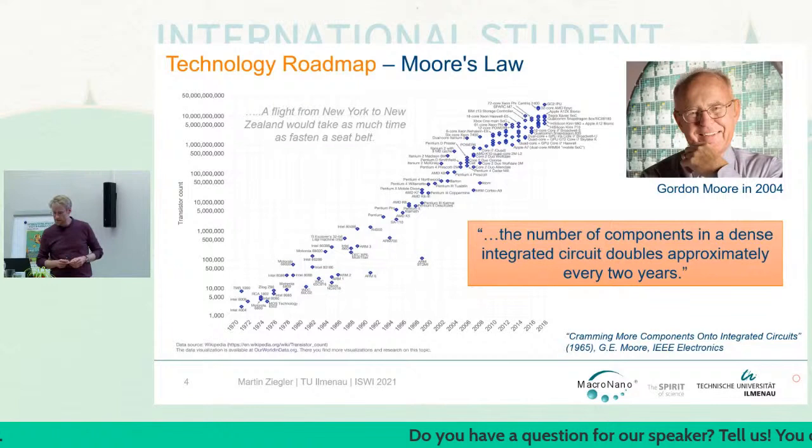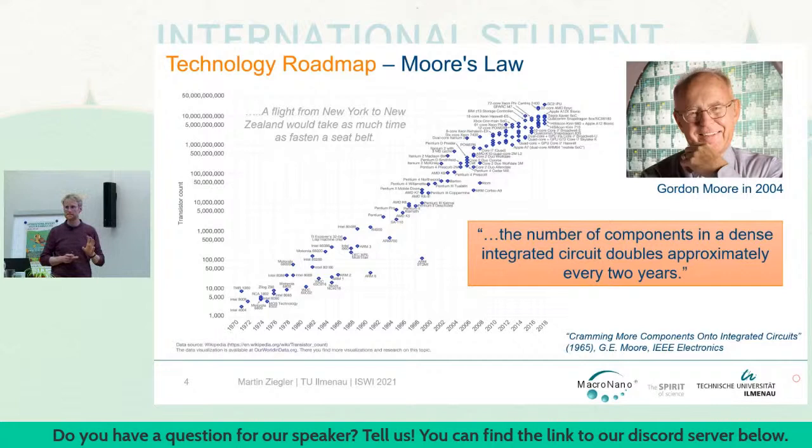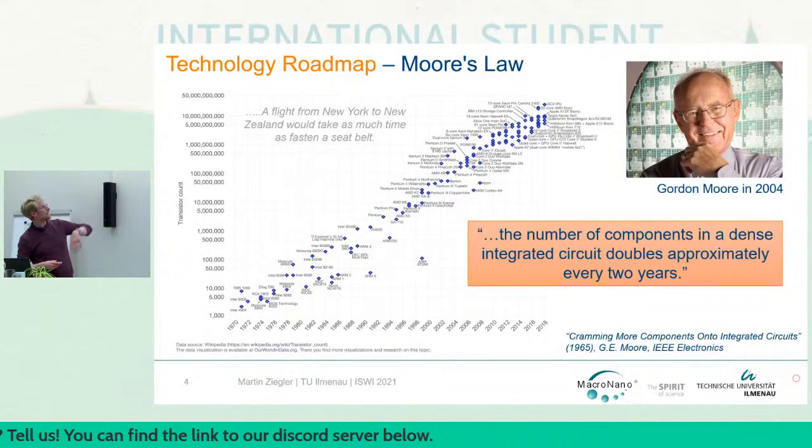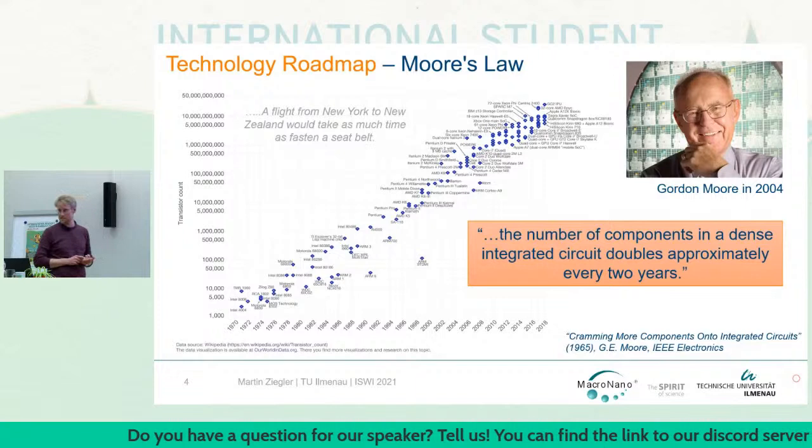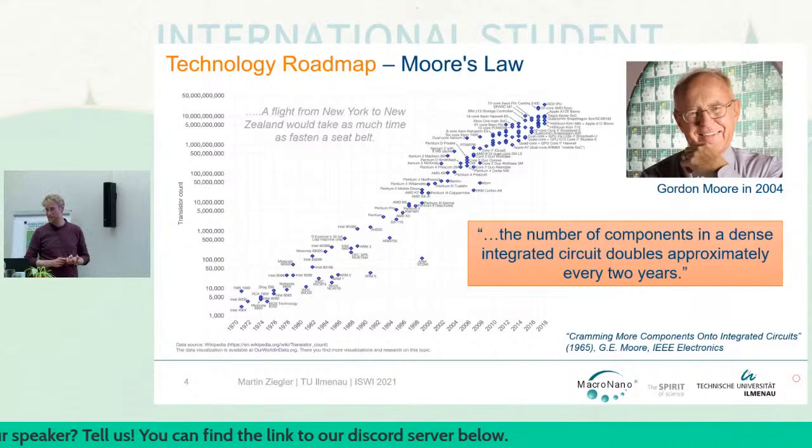The first integrated circuit, the first processor from Intel, the famous 4004, has around 1,000 single switches, transistors. And today, you are at something like 10,000 million transistors in a normal core i9 or i7. This is a massive, tremendous increase of devices in such a processor.